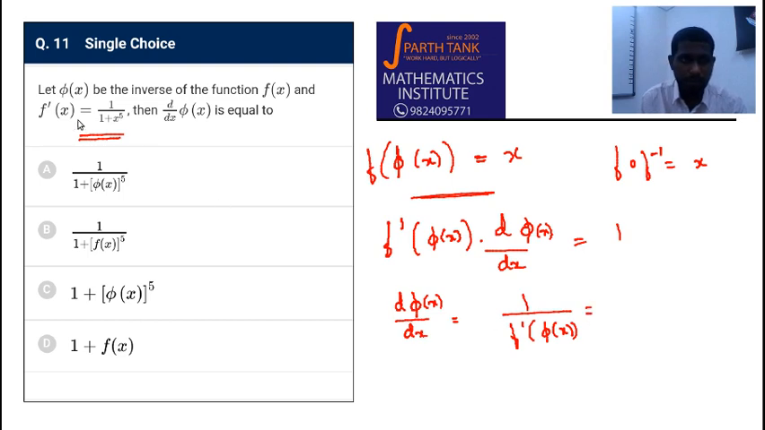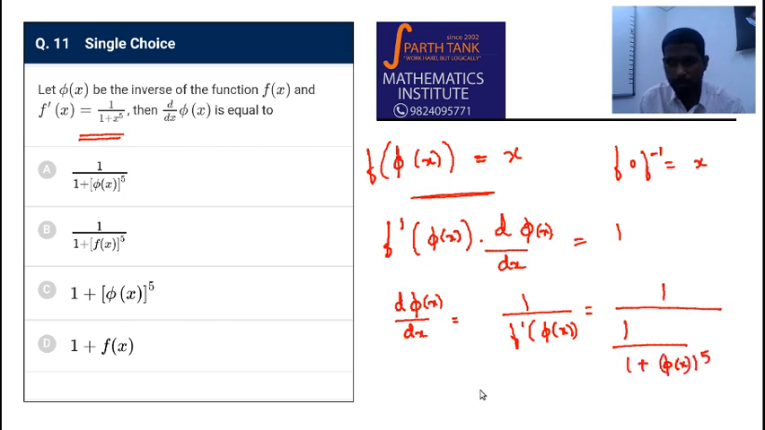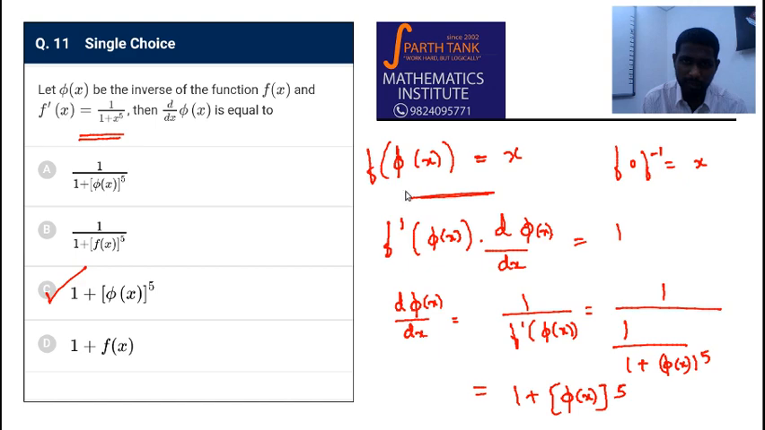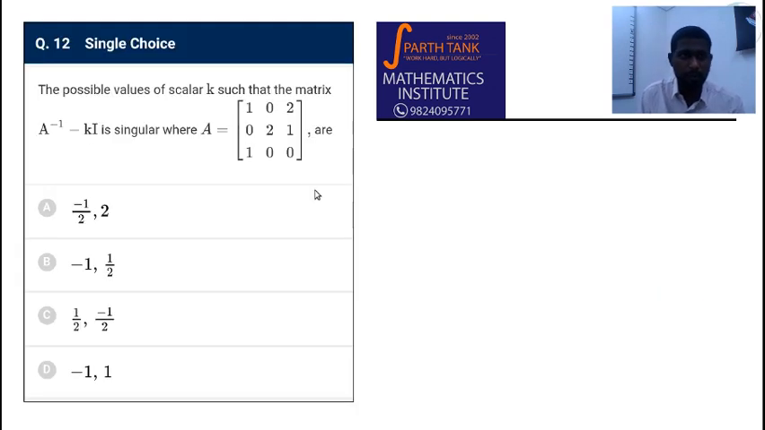Now we know f dash of x is 1 by 1 plus x power 5. So f dash of phi of x is 1 by 1 plus phi of x to the power 5. So this becomes 1 plus phi of x to the power 5, which is option C. So 11 is option C, 1 plus phi of x to the power 5. Very simple. Definition of inverse function, right? And differentiate it. Question number 12.